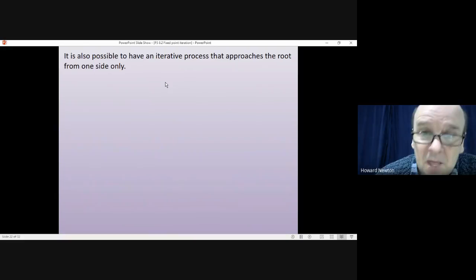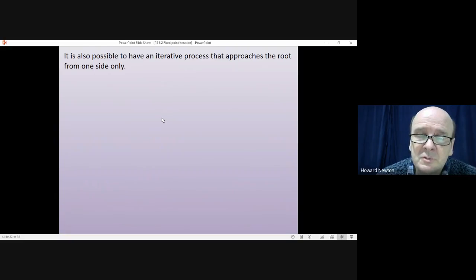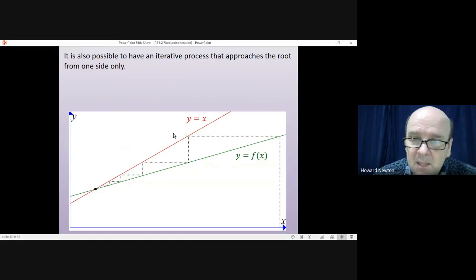Now, there is another possibility. You can have an iterative process that doesn't oscillate like that one, where it goes from one side to the other side. Instead, it just approaches the root from one side only. If you have something like this, where the first solution would be down here in the bottom right-hand corner, and that solution you'd be given, you'd put it into the function. You get the next value of x, you put that into the function, you get the next value of x, and so on, as you converge from the right-hand side towards the real solution.